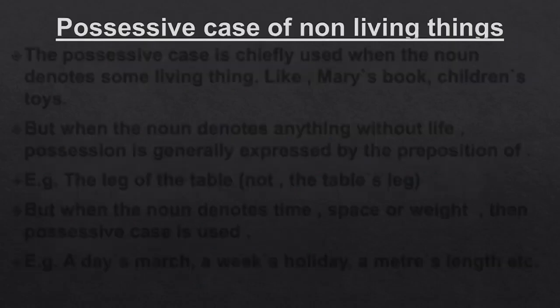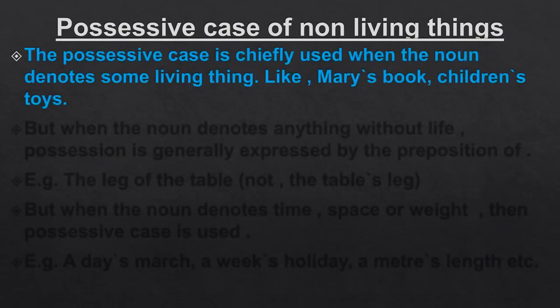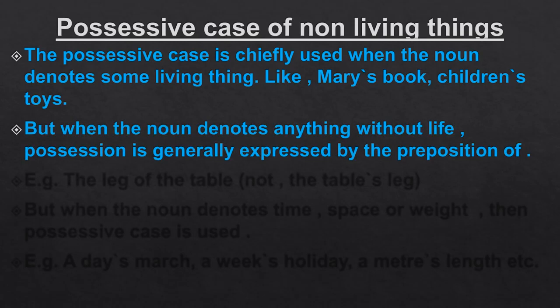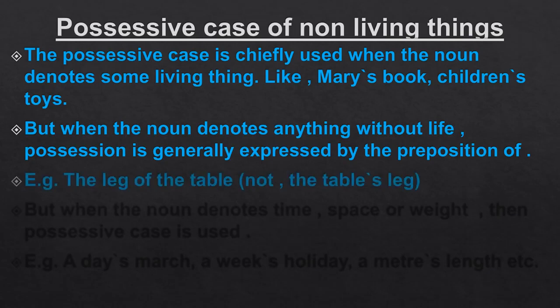Okay. Now, possessive case of non-living things. The possessive case is chiefly used when the noun denotes some living thing, like Mary's book, children's toy. But when the noun denotes anything without life, possession is generally expressed by the preposition of. So what does it mean? That in case of non-living things, possession is shown by adding a preposition of, not by apostrophe. For example, the leg of the table, not the table's leg.